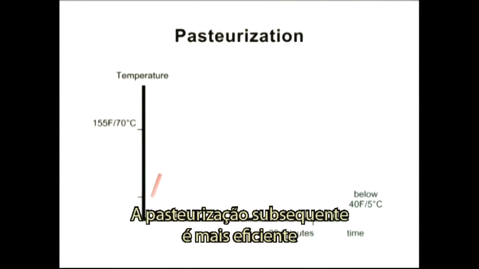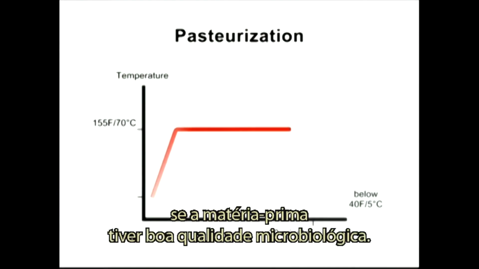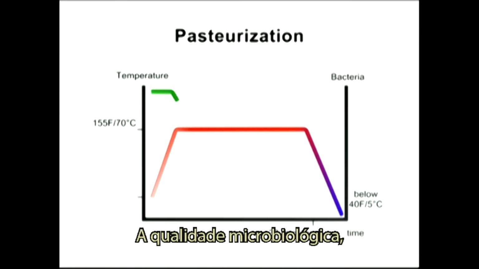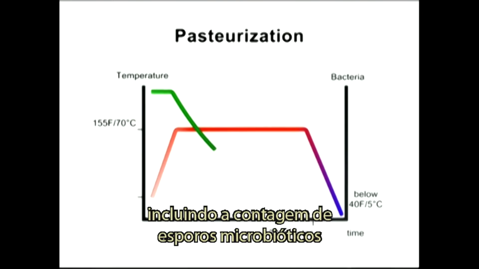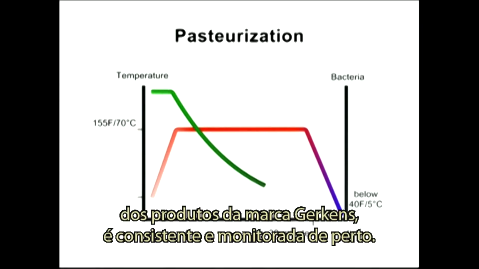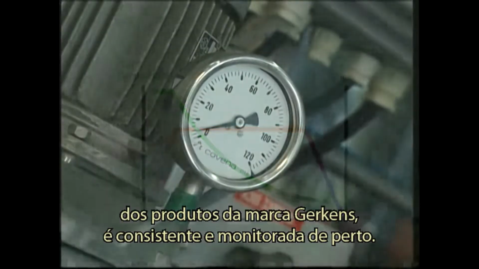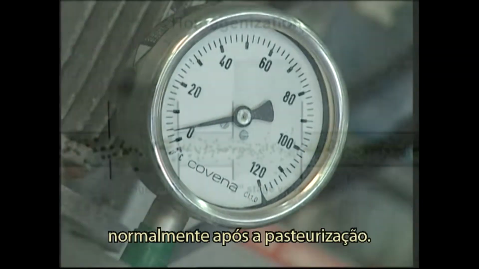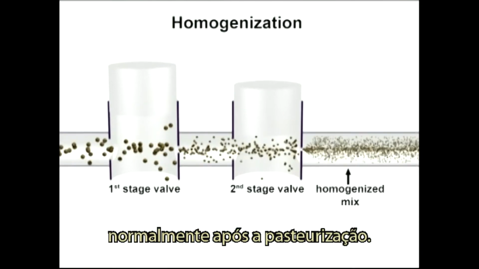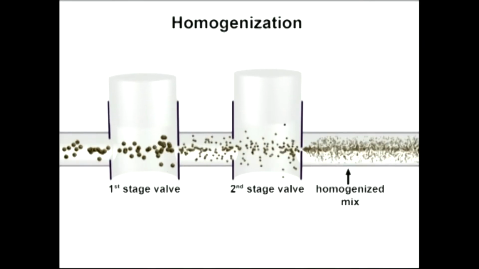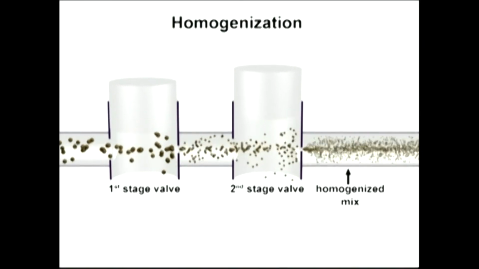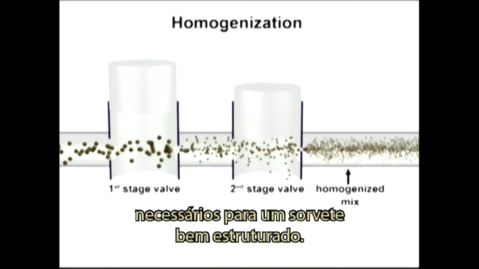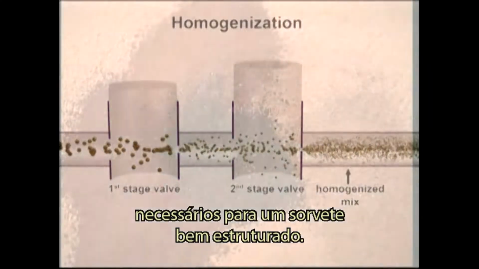Subsequent pasteurization is most effective if the raw materials are of a good microbiological quality. The microbiological quality, including the microbial spore count of the Gherkin's cocoa products, is very consistent and closely monitored. Ice cream mixes are homogenized, typically after pasteurization. The homogenization is required to produce the fat globule size distribution which is required for a well-structured frozen ice cream.